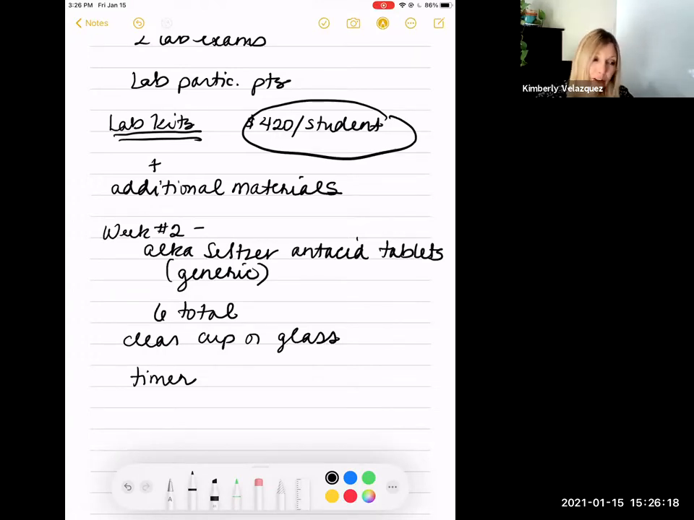A Phillips head screwdriver to remove the screws from the base of your microscope. We provide the batteries, but you have to get them in there. Your cell phone camera or another camera for uploading your photos of your lab results. A basic calculator. Again, the one on your cell phone is fine. The one on your computer, fine. A timer, which again, the one on your phone or your computer is fine. A marker, small package of sugar, small package of salt, small package of pepper, a drop of dish soap.